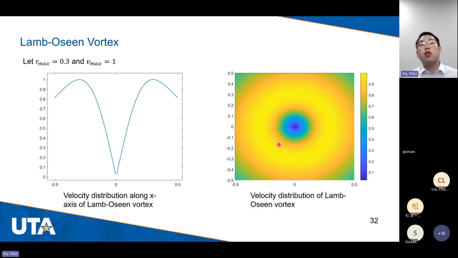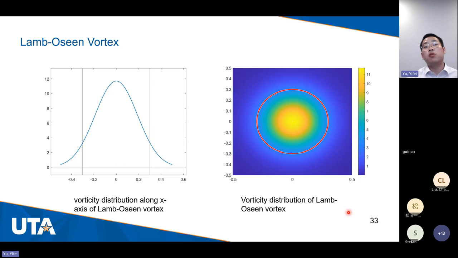Next is the Lamb-Oseen vortex. I let the r max be 0.3 and the V max be 1. So the vortex boundary should be 0.3. This figure shows the velocity distribution, and this is the contour of the velocity distribution. Then we can see the distribution of vorticity. The red line indicates the boundary of the vorticity curve.